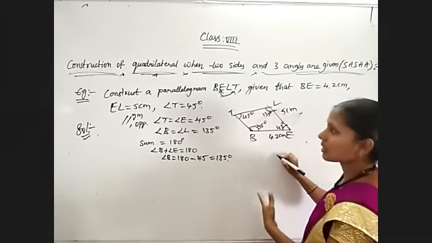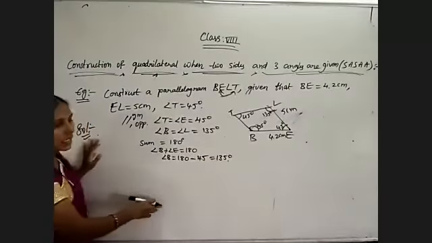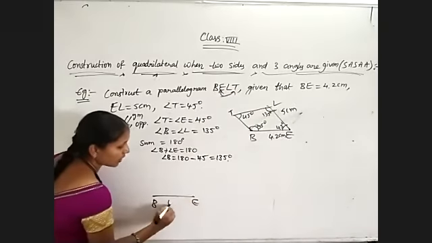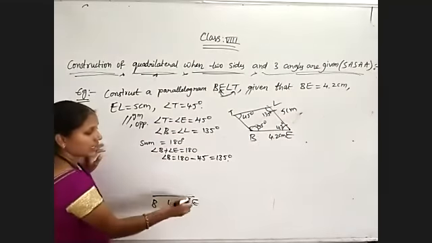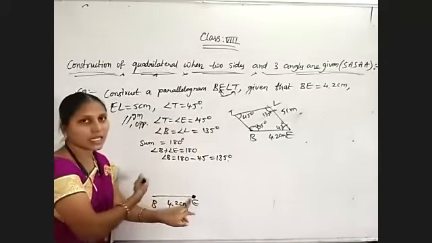And now construct the original parallelogram. So first, as I showed in the figure, construct EL with 5 centimeters, BE with 4.2 centimeters, and construct angle E equal to 45 degrees. By placing the protractor at E, the line is spreading on the left side.